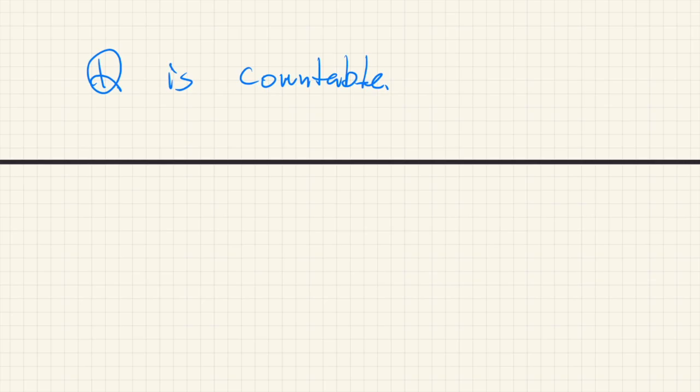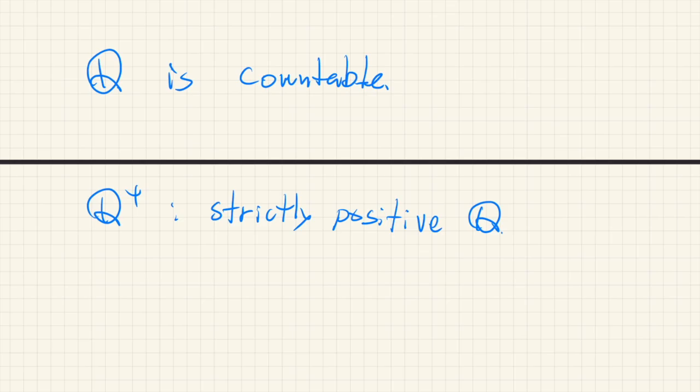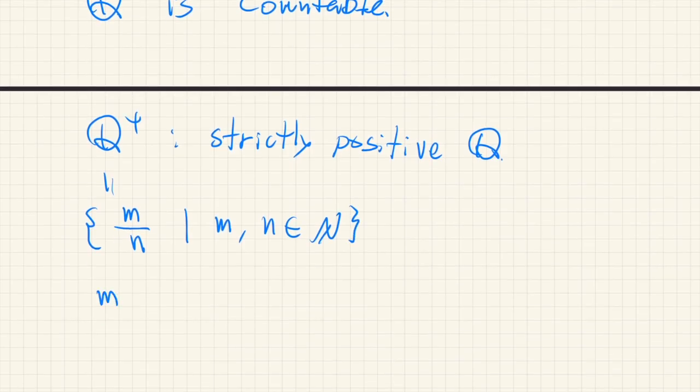We first consider the set of strictly positive rational numbers for simplicity. Okay, so that means this is the set consisting of something like this. Since it's strictly positive, m and n are natural numbers, right? But this m divided by n can be written as a pair of n and m, right? So there is a bijection between this expression and this expression.